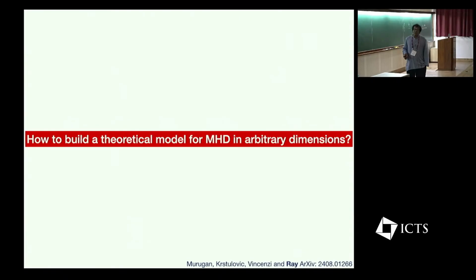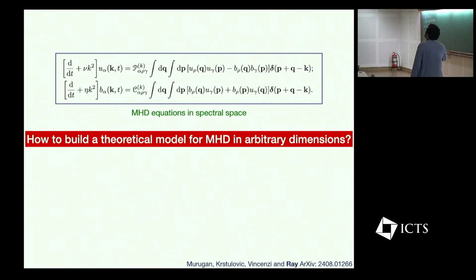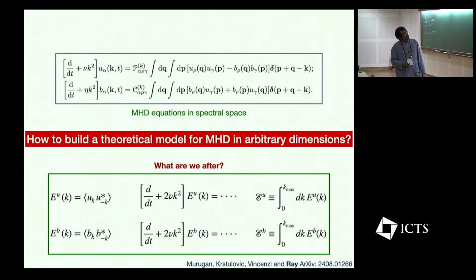So let's go back to the question of how to build these theoretical models. The starting point is that you can write down those same MHD equations I showed you in spectral space. It's a horrible mess of different projectors to satisfy incompressibility, etc. And what we are after, and this is really the point, even if we don't go through the derivation in any sense, is to start from here and come up with what these dots are all about.